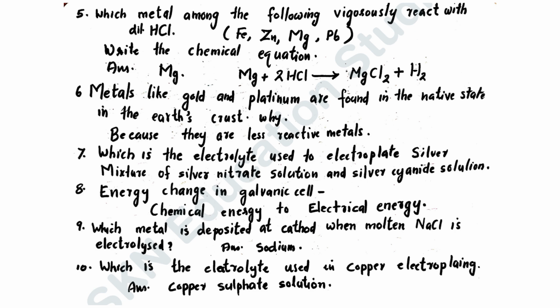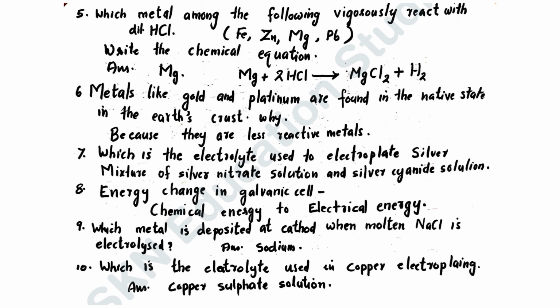Sixth question, metals like gold and platinum are found in the native state in the earth's crust. Why? Answer, because they are less reactive metals. Seventh question, which is the electrolyte used to electroplate silver? Answer is a mixture of silver nitrate solution and silver cyanide solution. Eighth question, energy change in galvanic cell? Answer, chemical energy to electrical energy.